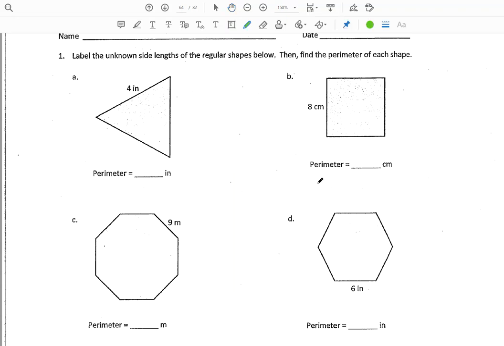Now, because these sides are all the same, we can use repeated addition or we can use multiplication. So, let's look at a triangle. I know that all the sides are the same. So this is going to be 4 inches. Remember your labels. And this is going to be 4 inches. There are 3 4s, so 3 times 4 equals 12. So the perimeter is 12 inches. I could also have done 4 plus 4 plus 4.